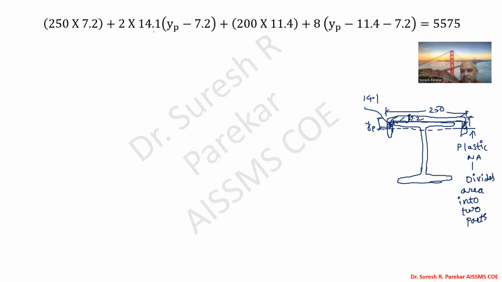So we have taken this area, now we have taken this second area, then 200 into 11.4. So this will be area of this flange of the beam, and then plus 8, that is thickness of web, and this distance we have to consider. So this distance will be YP minus thickness of flange. So we have thickness of flange 11.4 of beam, and minus thickness of web of channel, and equal to total area divided by 2. That will be the equal area axis, and we will have this as 51.2.